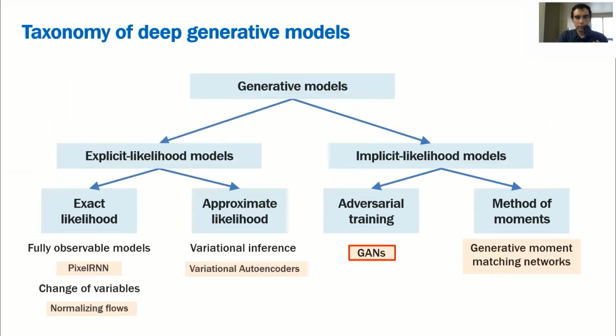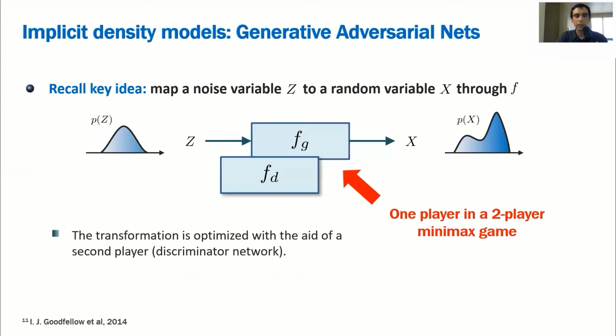And the last approach that we'll talk about today is GANs. This is an implicit likelihood model that uses adversarial training, as I'm sure almost all of you are familiar with. So here, this transformation F is a player in a two-player game, a minimax game. So we have a generator network and a discriminator network. And the generator network is trained jointly with the discriminator network.